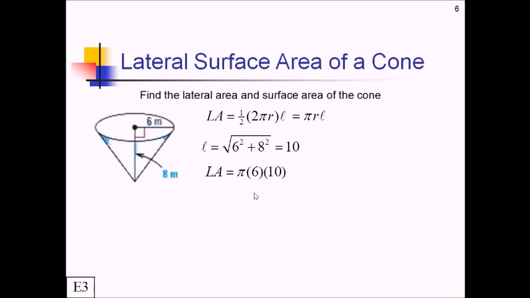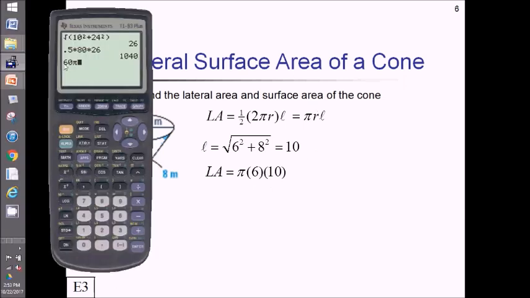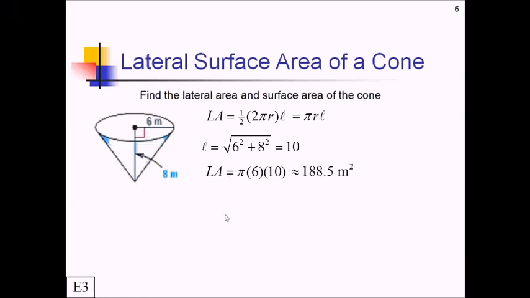So we've got pi times 6 times 10. So that's 60 pi, which, if I plug it into the calculator, comes out to 188.5, and that'll be square meters.